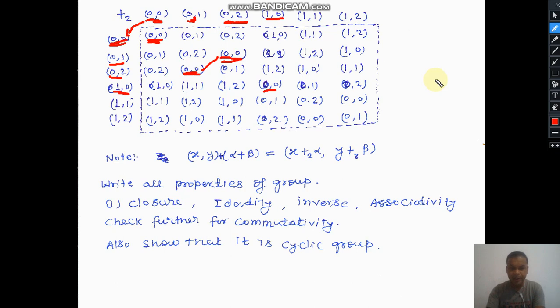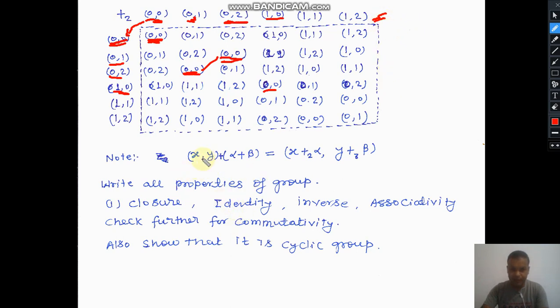You will write here in the composition table that the composition of each 3 ordered pairs satisfies the associative axiom. So the associative axiom is satisfied, and you can give an example by taking any 3 ordered pairs from this data. You can verify the associative axiom by using any 3 ordered pairs from this available data.